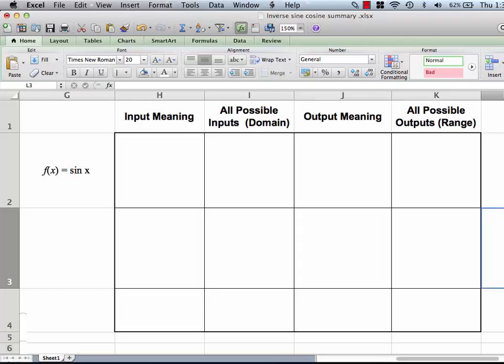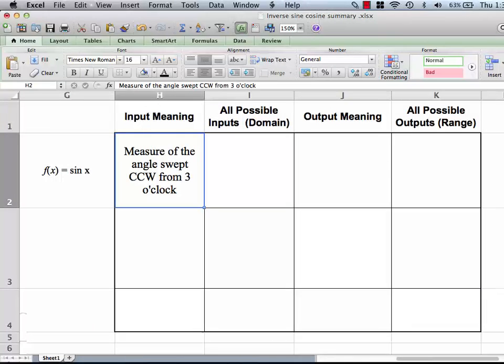Okay, we ought to know this by now. We better. So how about Diana, what's the meaning of the input of sine? Okay, Jared, agree with that? The input, right? So say it again, Jared. Measure the angle, so counterclockwise from 3 o'clock. That's right. And what are all possible inputs? Jared S. What are all possible inputs that we could put for angles?